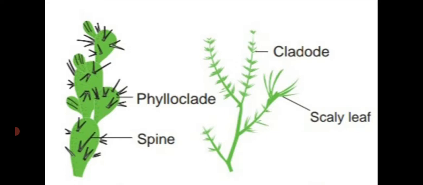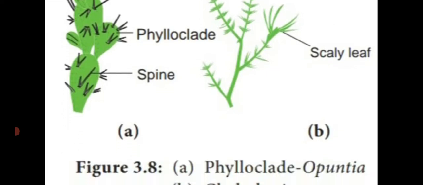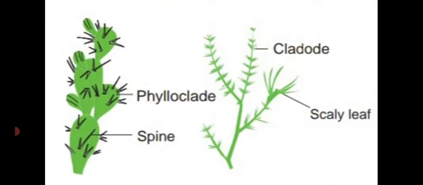At the tip of the stem portion, they are having the scaly leaves. So these stems are known as cladode, which are doing the photosynthetic function.